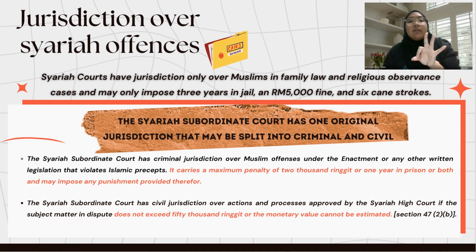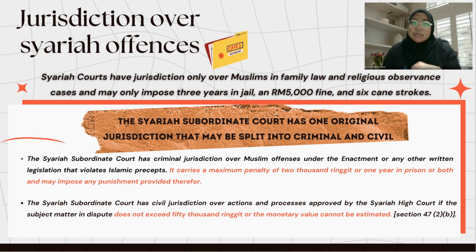As we all know, there are 3 levels of Sharia court. The lowest is the Sharia subordinate court, while the highest is the Sharia appeal court. The Sharia subordinate court has only one original jurisdiction that can be further divided into two: the criminal jurisdiction and the civil jurisdiction. The criminal jurisdiction of the Sharia subordinate court is that it shall try offences committed by a Muslim under the enactment or any other written law prescribing offences against the precepts of the religion of Islam, for which the maximum punishment does not exceed a fine of 2,000 ringgit or imprisonment for a term of 1 year or both, based on Section 47, subsection 2, paragraph A.